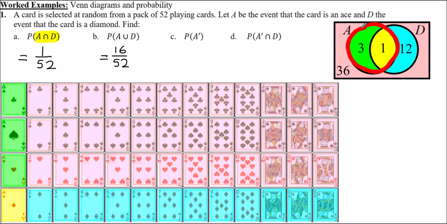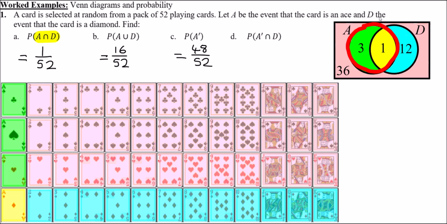So hopefully you can see quite clearly there's only 4 cards that are aces. The other 48 out of 52 are not aces. So the probability of not having an ace is these other 48 out of 52 cards that could have been picked. And lastly, part D, probability of A dashed joined up with D.